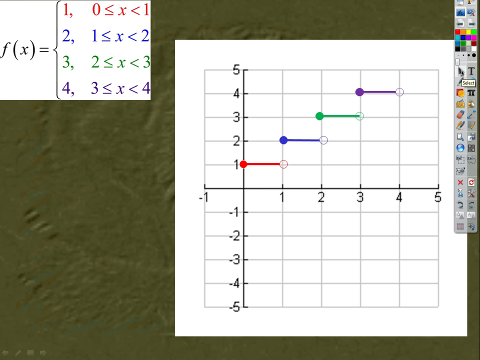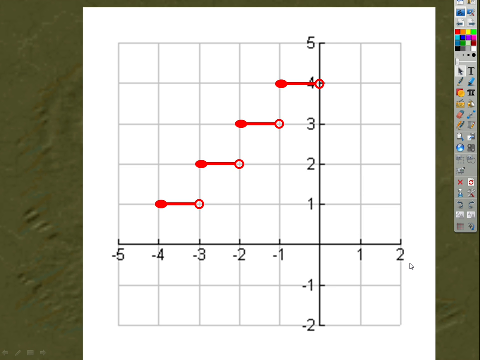Okay, let's try the last piece then. The last piece is, what if I give you a graph and I want you to fill in the piecewise function? Okay.